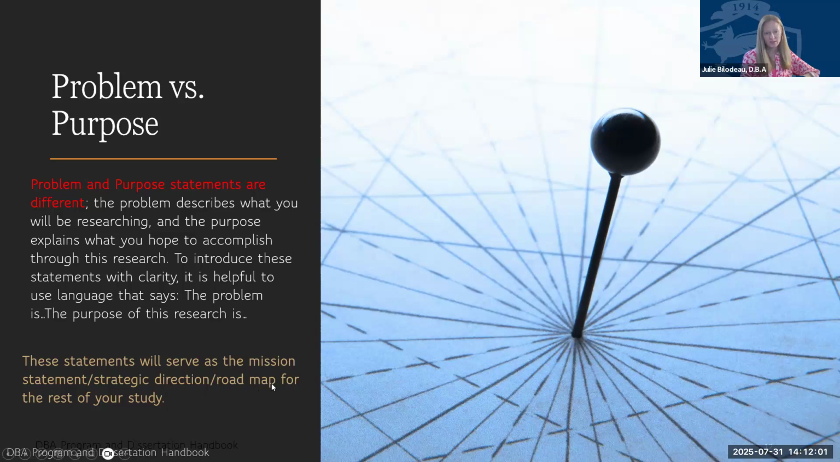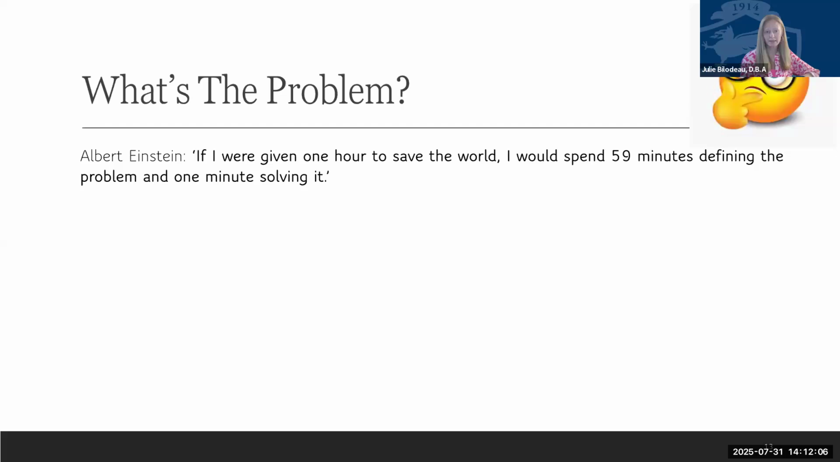So again, you can see here the statement, problem and purpose will serve as your guiding plan, your strategic direction. All right, so what's the problem? Well, I love this quote from Albert Einstein: if I were given 1 hour to save the world, I would spend 59 minutes defining the problem and 1 minute solving it. I think that quote is so important for us in our program and how it stresses the importance of the problem, right? 59 minutes defining the problem, 1 minute to solve it.